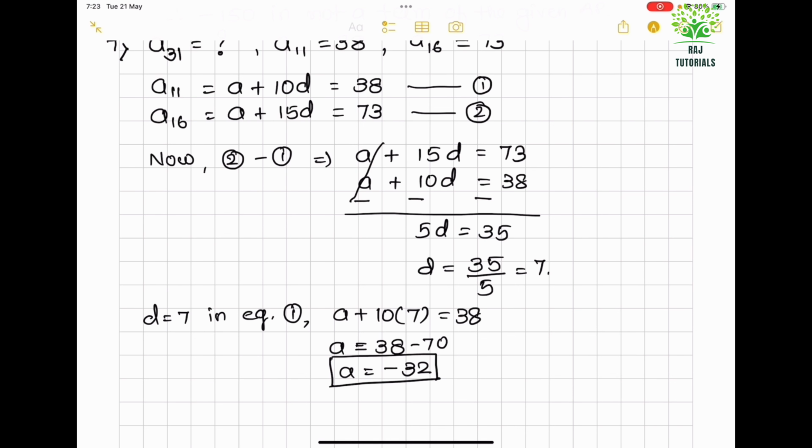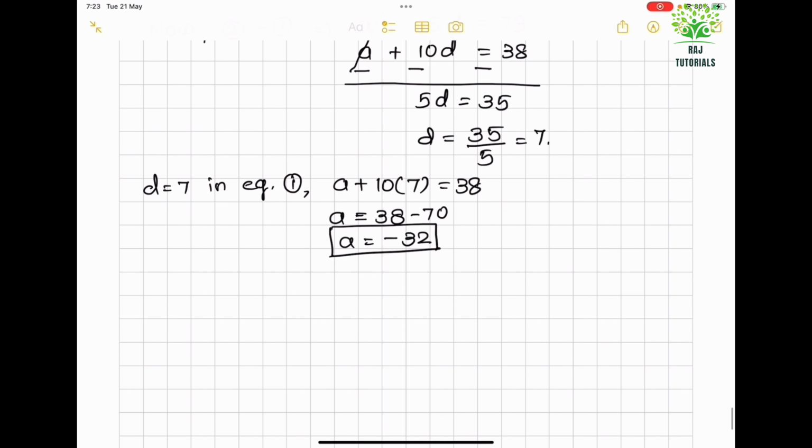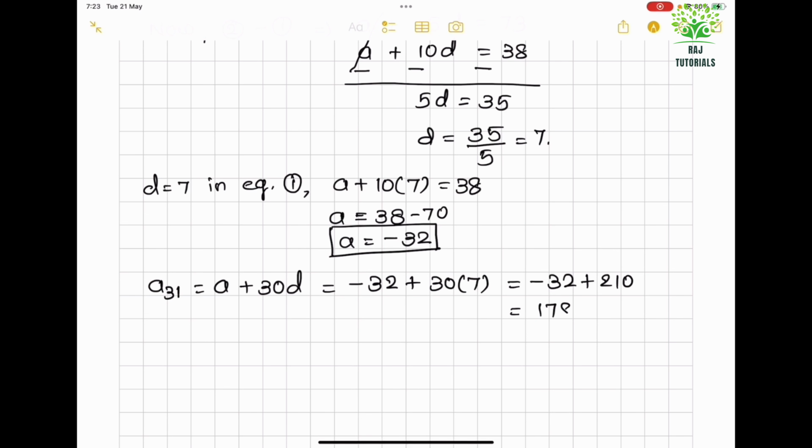Now I got value of A, I know value of D. So I can find A31. So A31 will be A plus 30D. So minus 32 plus 30 into 7. So minus 32 plus 210. So 178. Therefore A31 equal to 178.